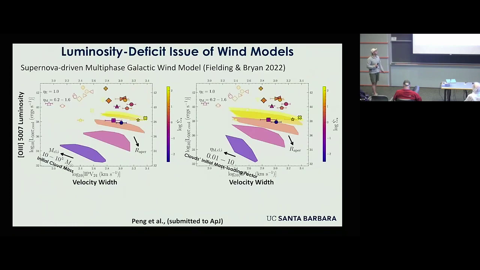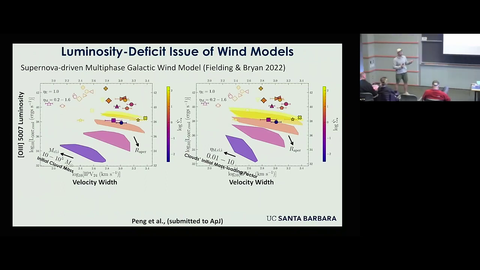Another interesting fact we found in our study is what we call the luminosity deficit issue of the galactic wind model. Here we compare our observations to the state-of-the-art multi-phase galactic wind model by Fielding and Bryan in 2022. In both panels here, the x-axis is the velocity width and the y-axis is the O III 5007 luminosity. The observed broad and very broad components are shown as the open and filled markers. The polygon shapes represent the model predictions, and both observations and model predictions are color-coded by their star formation rate surface densities.